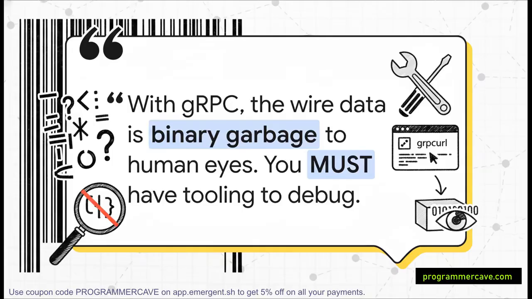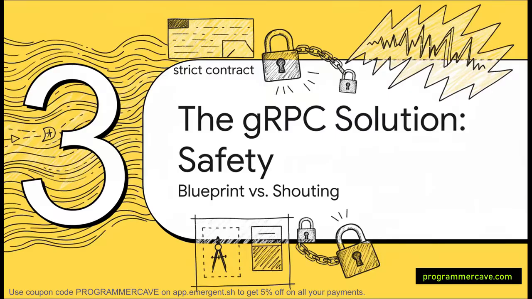The data on the wire literally looks like garbage. A senior engineer knows that you absolutely must invest in special tools like grpcurl just to make debugging possible. You are actively trading away easy debugging for raw performance. Okay, speed is one thing, but what good is speed if your services are just shouting nonsense at each other?